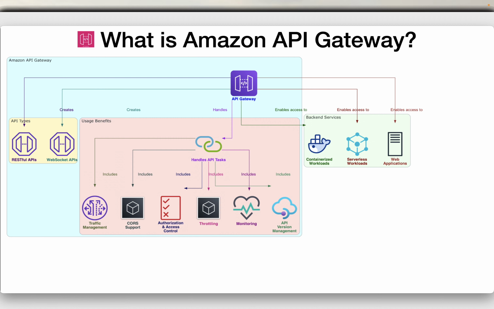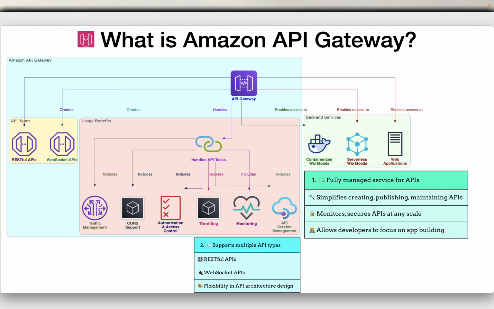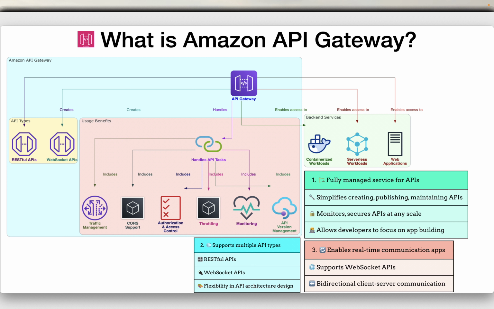So what is Amazon API Gateway? Amazon API Gateway is a fully managed service that simplifies the process of creating, publishing, maintaining, monitoring, and securing APIs at any scale, which allows developers to focus on building their applications. With API Gateway, you can create RESTful APIs, WebSocket APIs, and HTTP APIs, providing you flexibility in designing and implementing your application's API architecture. By supporting WebSocket APIs, API Gateway enables the development of applications that require real-time bi-directional communication between the client and the server.